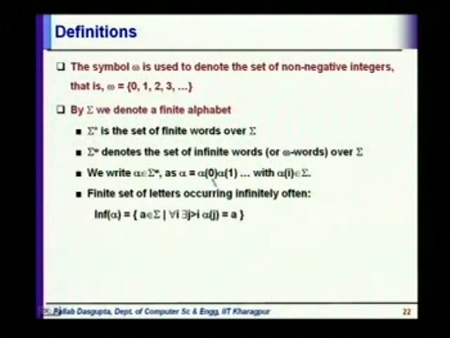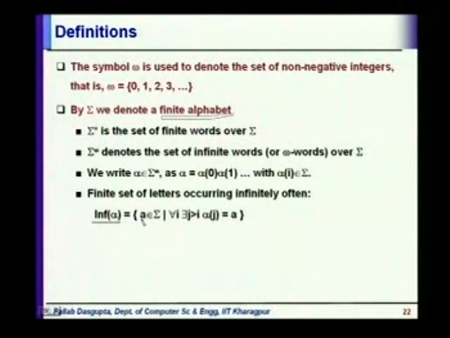So, given any infinite word alpha, the first symbol in it is alpha 0, the second symbol is alpha 1, and so on. We can enumerate these symbols, and we denote by INF alpha the finite set of letters which occur infinitely often. Remember that the alphabet is finite, so the number of symbols that we have is finite, but each word is infinite. INF alpha is the set of letters which occur infinitely often in alpha, where alpha is a word.